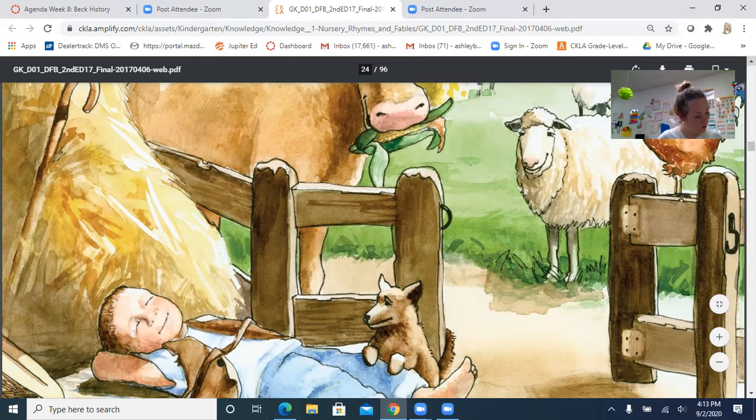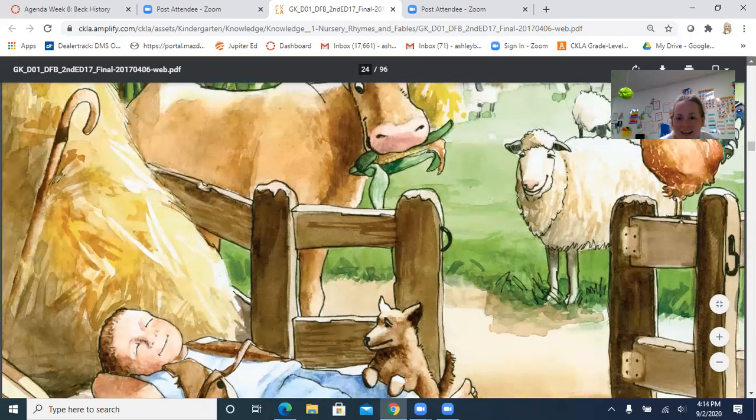So now I'm going to say the rhyme, Little Boy Blue, and I want you to listen for that main character and describe what our main character does, his actions. All right, listen in ears. Little boy blue, come blow your horn. The sheep's in the meadow, the cow's in the corn.